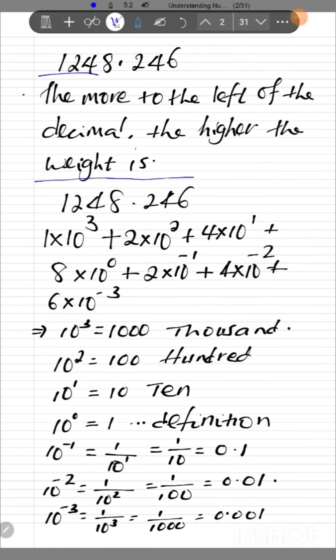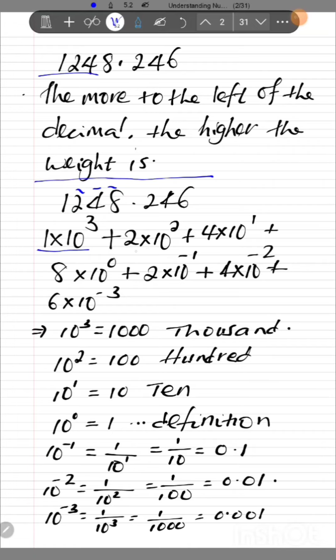When we expand and see this number, 1248.246 is 1 times, how many numbers does it have on the right side of it? A total of 3 numbers are there. 1 times 10 to the power of 3. This one here. So the weight of 1 is 10 to the power of 3, which is thousands.